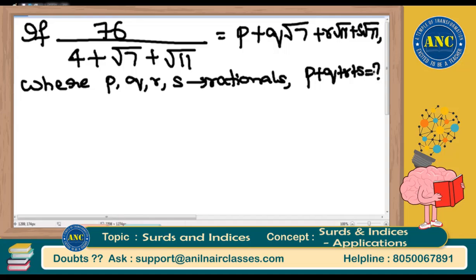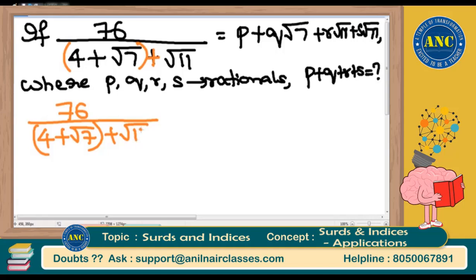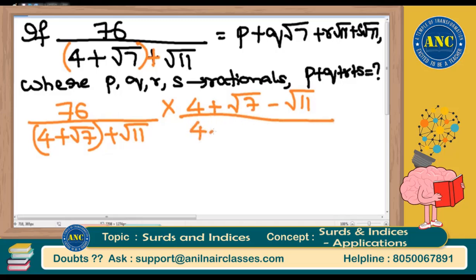Now listen carefully, sir. Same logic I will implement again that I used in my previous classes. Can I say that this is 76 divided by 4 plus root 7 plus root 11 in the denominator. So if I rationalize it, 4 plus root 7 plus root 11 I already have in the denominator. So the numerator will become 4 plus root 7 minus root 11. I am combining the first two terms as same, and the last term I am taking as the second term. So 4 plus root 7 minus root 11.